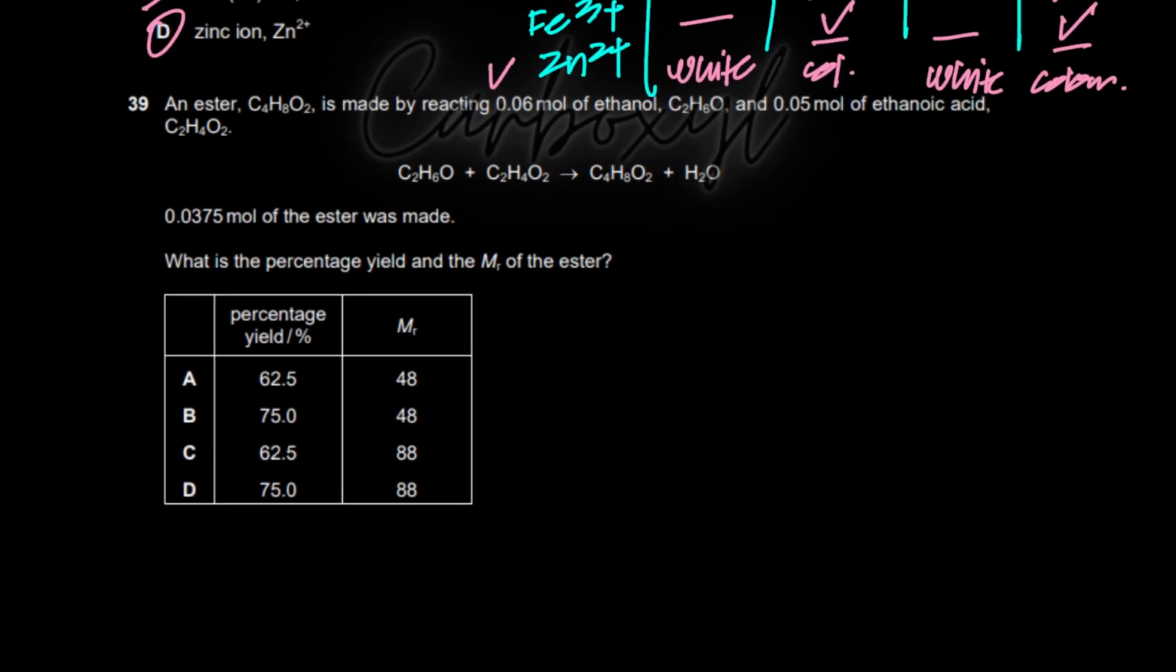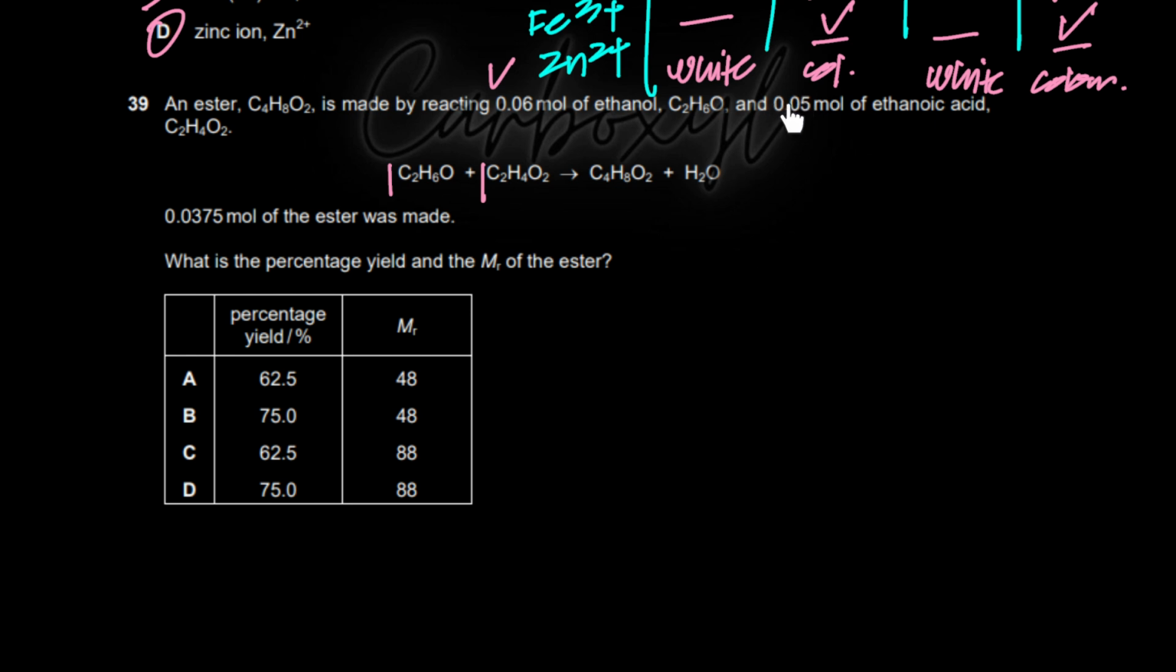39. An ester C4H8O2 is made by reacting 0.06 moles of ethanol and 0.05 moles of ethanoic acid. What you need to understand is that they're in a 1:1 ratio, which means that for every 1 mole of acid, you need 1 mole of alcohol. So they must be in equal amounts if you're making an ester. But he is adding 0.06 moles of ethanol and you only have 0.05 moles of ethanoic acid.